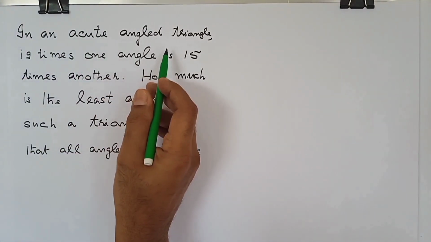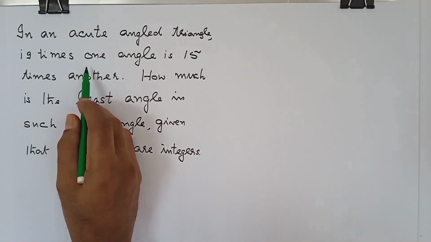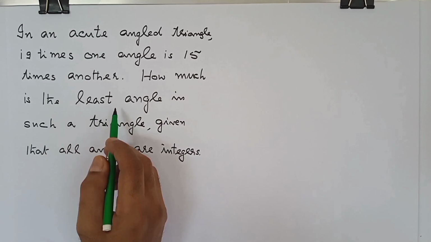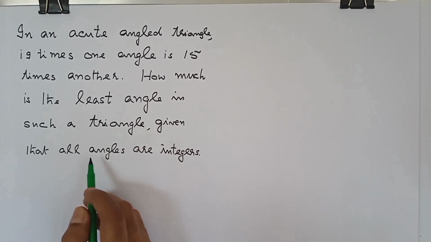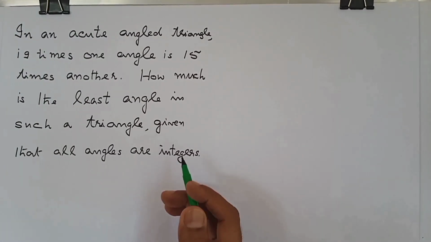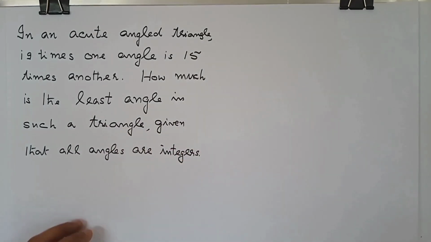Here is a problem from simple equation. In an acute angle triangle, 19 times one angle is 15 times another. How much is the least angle in such a triangle, given that all angles are integers? Pause the video for a short while and get familiar with the facts and figures given in the question.